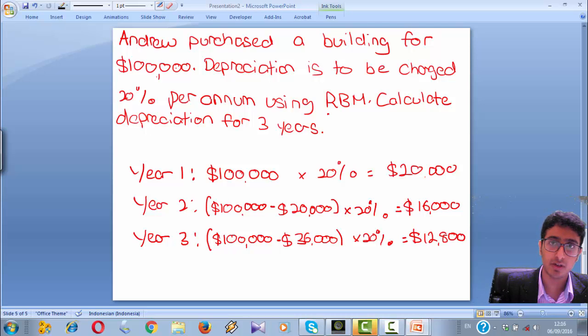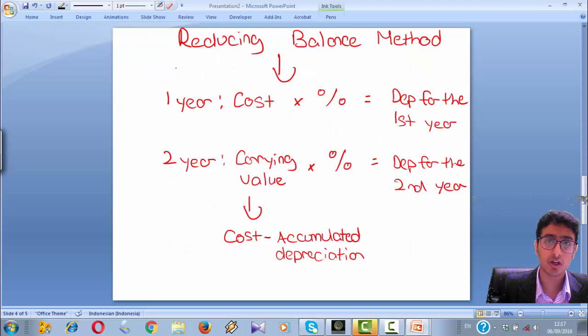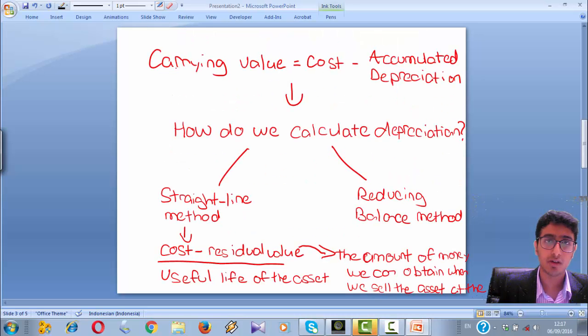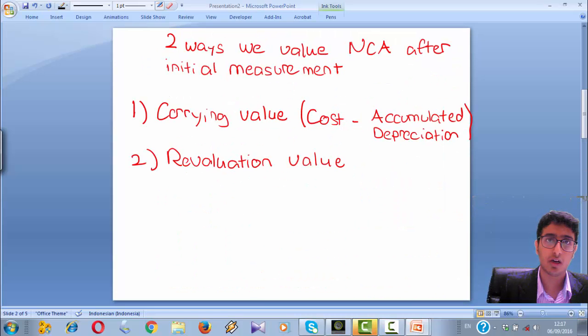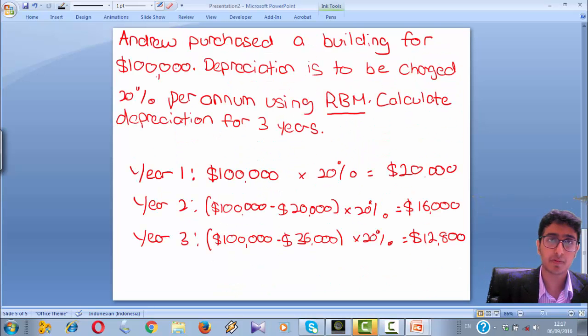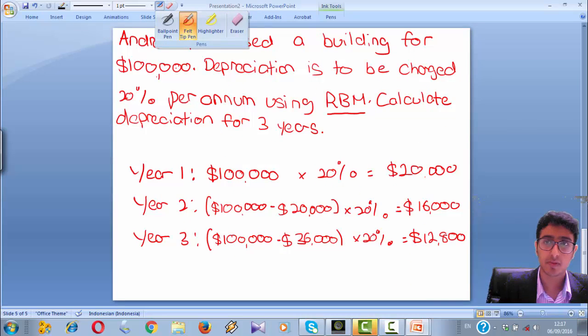Remember, this is under reducing balance method. First year is based on cost, and the next years are based on carrying value. Carrying value is simply cost minus accumulated depreciation. This was our first way to value our non-current assets, carrying value. Okay, we have calculated depreciation. Now this 20,000, all these three things will be expensed in the profit and loss.